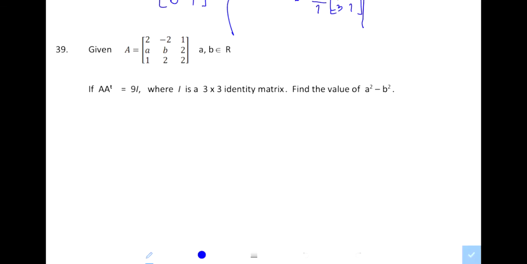Number 39. This one is not so hard. Okay, so let's do it now. The problem gives you a matrix A, and then it asks you to do something about A and A transpose to get 9I.